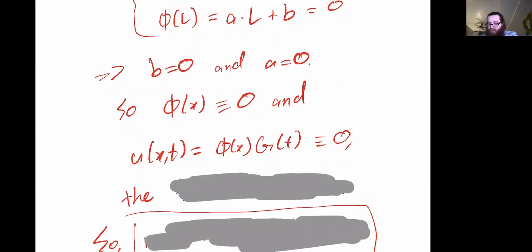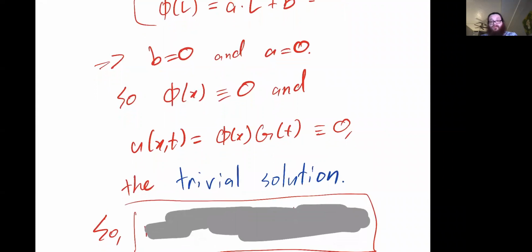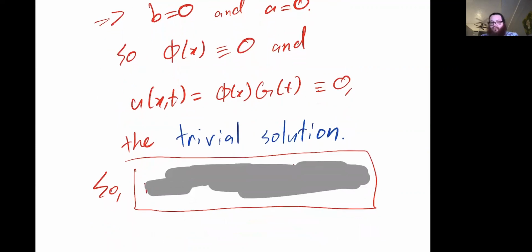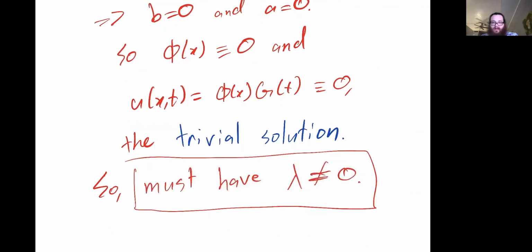Then plug in what we found phi to be in this product solution, and we get that this product solution is identically 0. Again, we have the trivial solution, which is a solution, but it's one that we're not super interested in. So for our purposes, we're going to say lambda can't be 0, because otherwise we're just going to get the trivial solution.